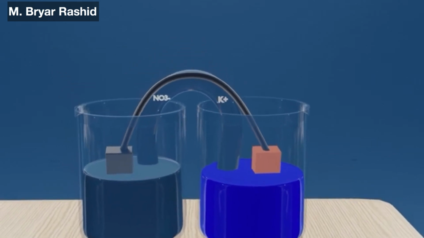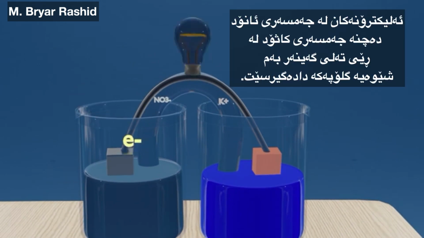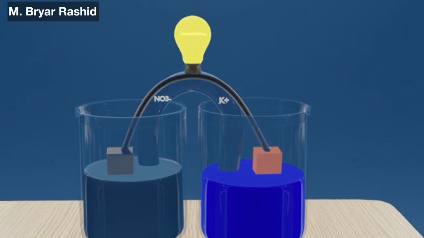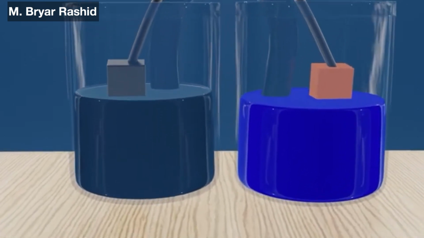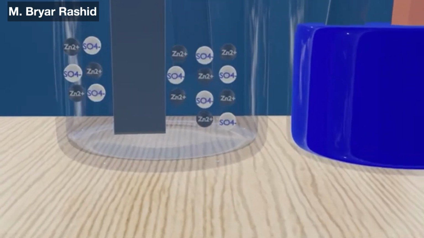As we put these pieces of the galvanic cell together, electrons start flowing from the negative part to the positive, which we call electricity, and can turn on a light bulb, or we can measure it with a voltmeter. Now let's see what is happening in the electrolytes.